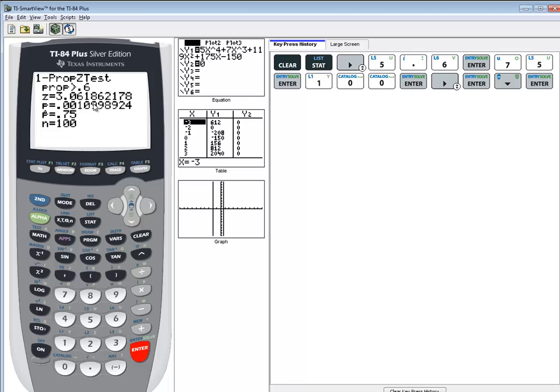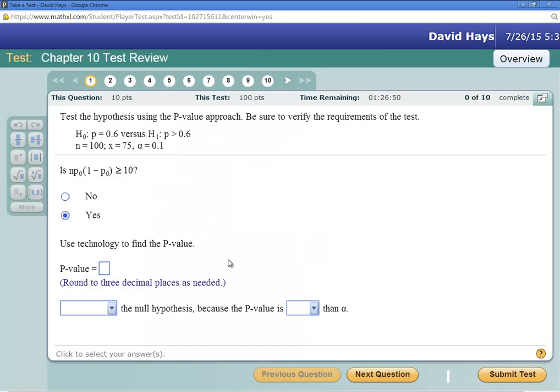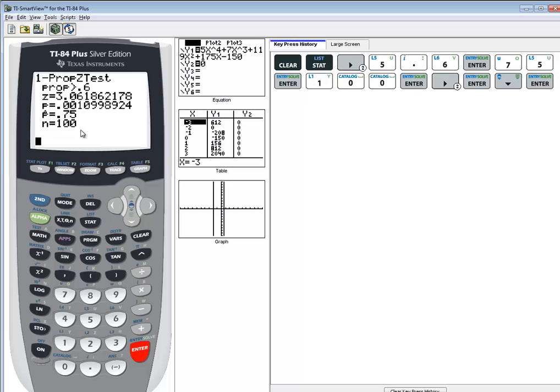And this is our p-value. And they want it rounded to 3 decimal places. So it'll be 0.001.